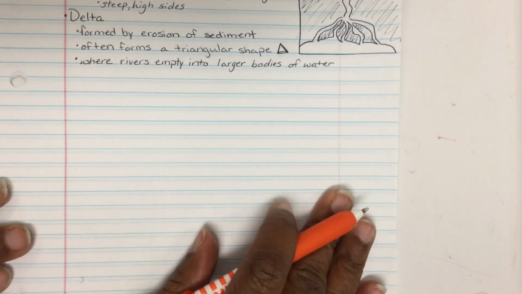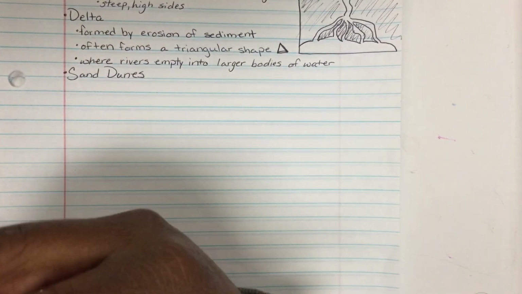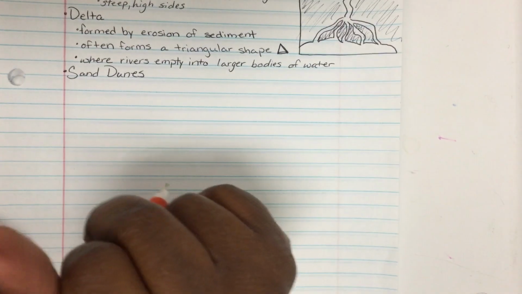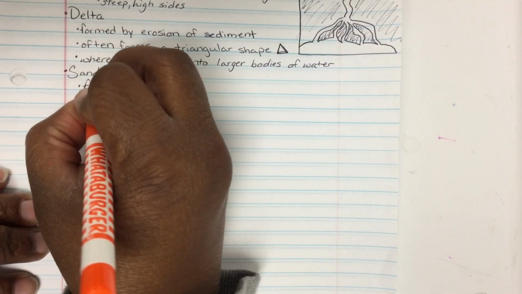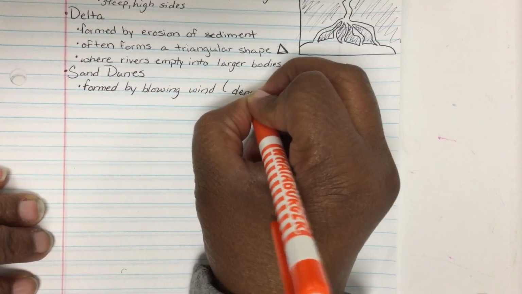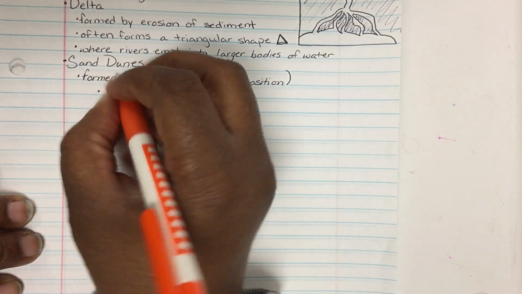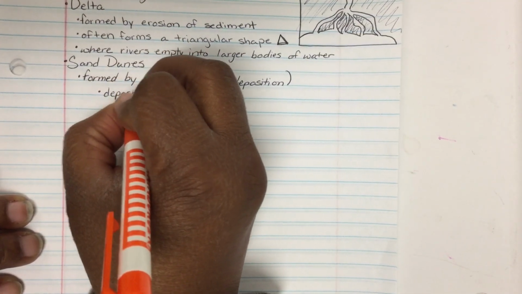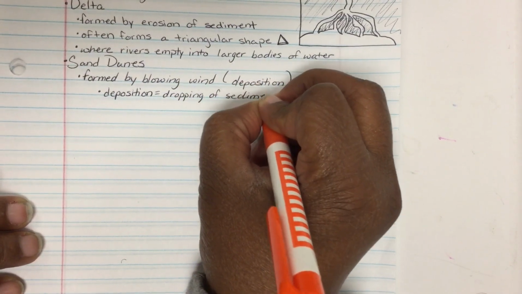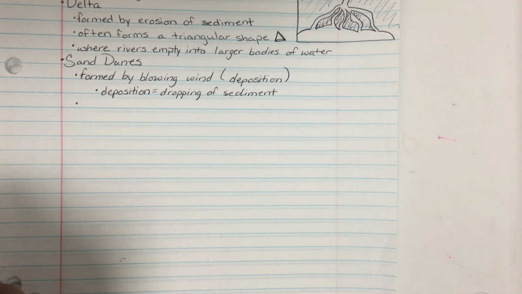Next, we're going to talk about sand dunes. Sand dunes are formed by the deposition of wind, or just wind blowing and dropping sand somewhere else. Deposition, again, is the dropping of sediment. These large sandhills are often found in deserts or on beaches.